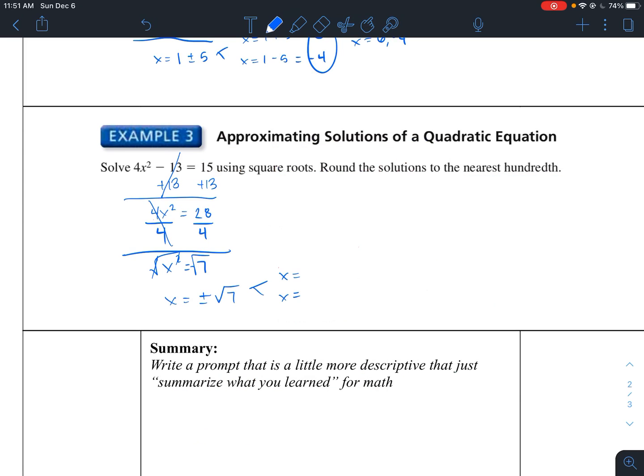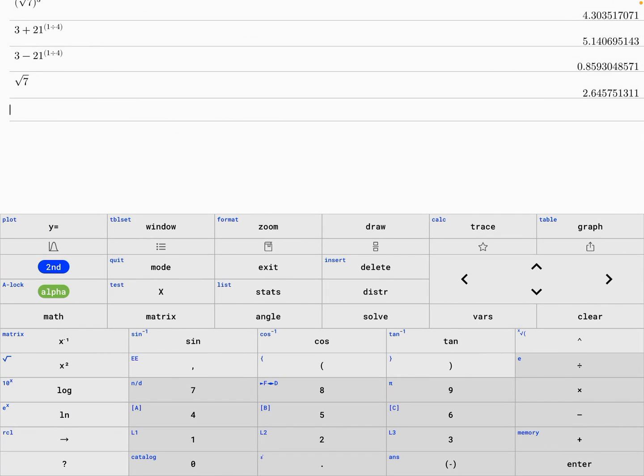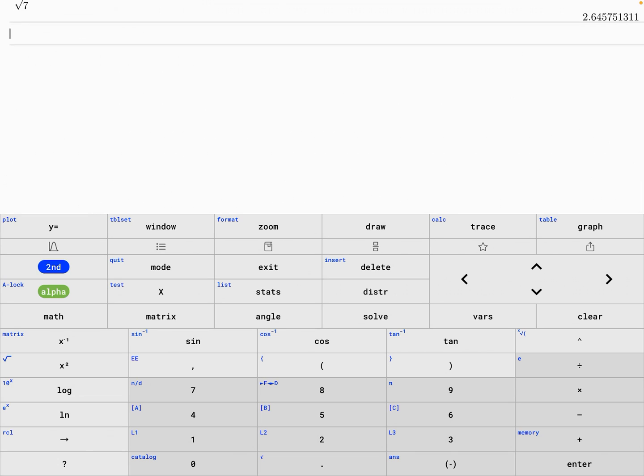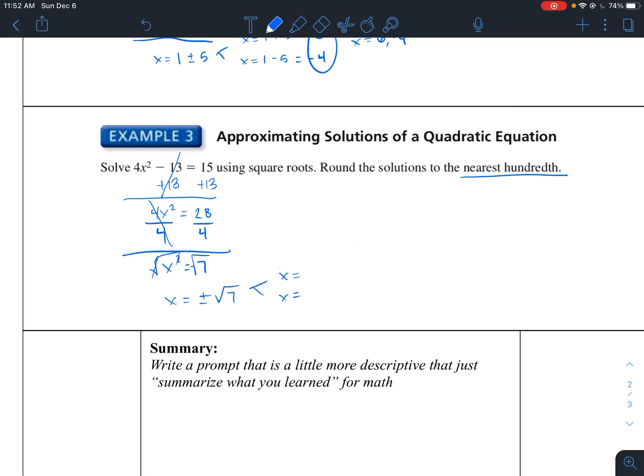I want to round to the nearest hundredth. Okay, so we have the tenth place, hundredth. So that's going to be 2.65. But then I also have the negative of it, which would be negative 2.65. And there you go, those are the two solutions right there.